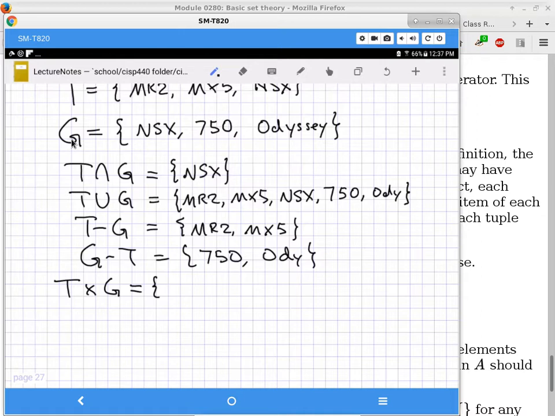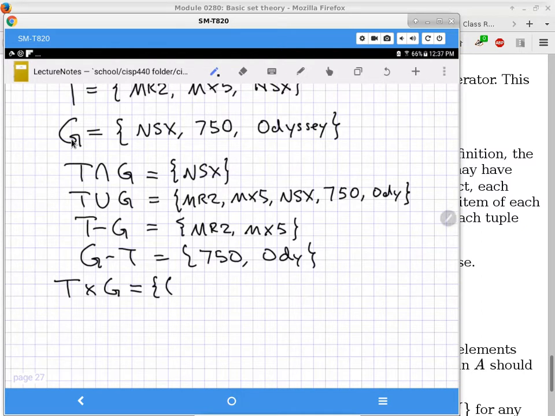The correct answer is 9. Because for every single element in T, I can pair it up with any element in G. For another element in T, I can pair it with any element in G, and so on. So if I want to enumerate this particular set, it's going to be pretty long because there are 9 items, and each item is a 2 tuple.